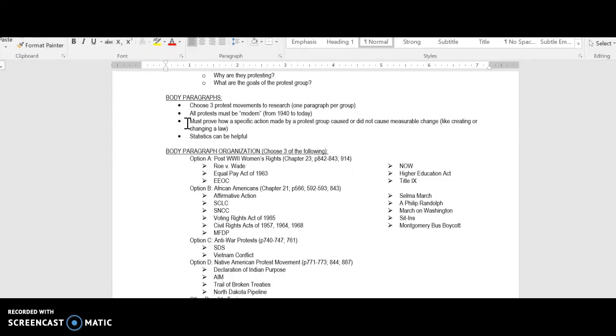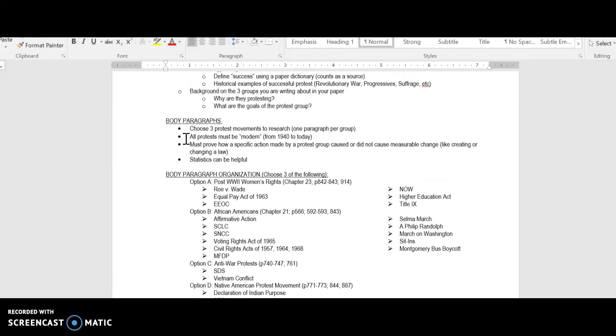Measurable change is important. A measurable change would be a protest leading to a new law that would accomplish the goals of that particular protest group. Another thing that could prove that a protest was successful is some sort of statistics that show how people were actually helped by that particular protest. Now, in order to prove whether a protest is successful or not, you do need to know what the goals of the protest or the protest group are.